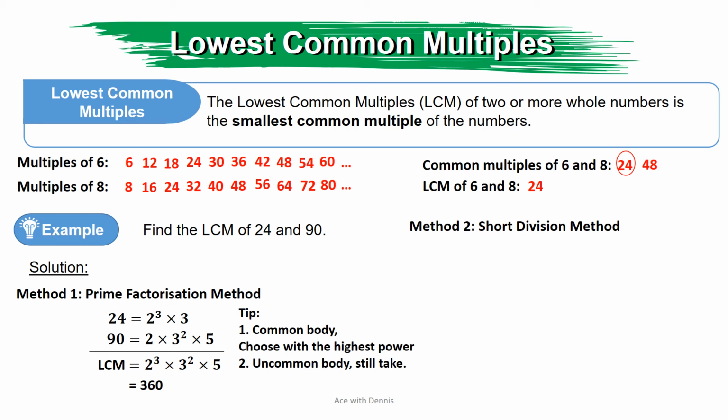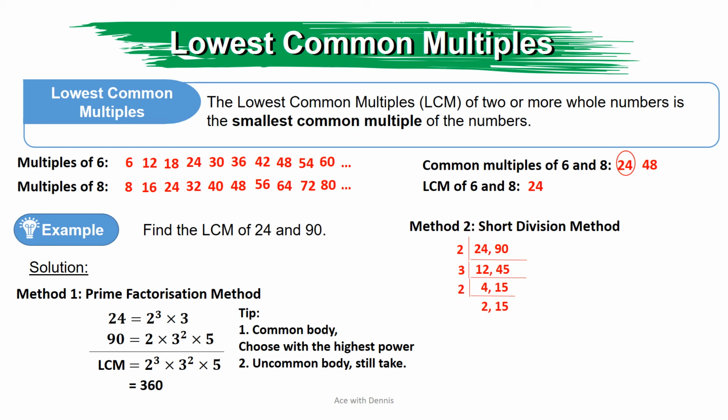We can also use the second method, which is the short division method. The idea is we write both numbers together and divide them by prime numbers, starting with the lowest prime number. In this case, these two numbers are even numbers. We start with 2 and we get 12 and 45. 12 and 45 can be divided by 3. We get 4 and 15. Now 4 and 15 have no common divisor, but we can start to divide separately.